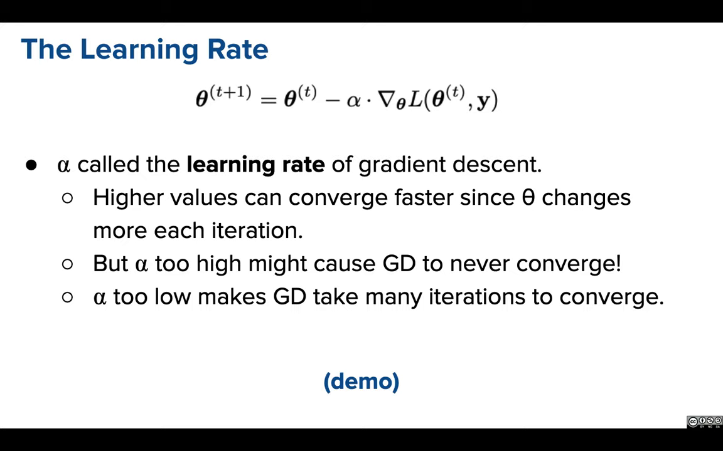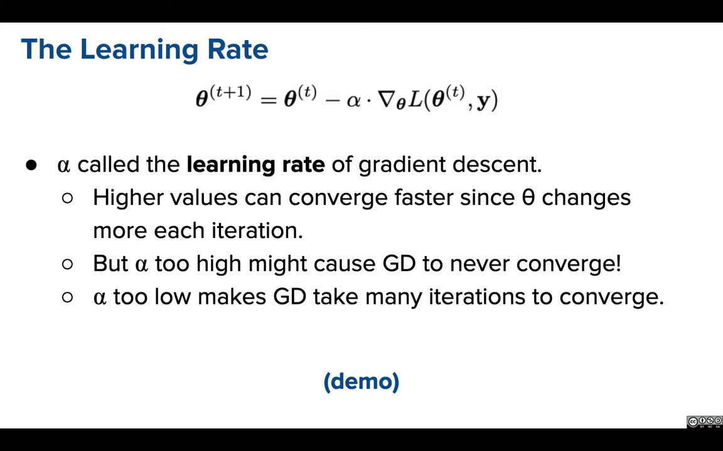And in this class, we're going to set alpha to be the same for all iterations of gradient descent. But it's pretty common to use what's called an adaptive learning rate, which essentially means you start alpha at a big value, and then as you have more iterations, you make alpha smaller and smaller. The idea is you want to start off with big steps, but as you get closer to the minimum of your loss function, you want to take smaller steps so you can actually hone in on that minimum.